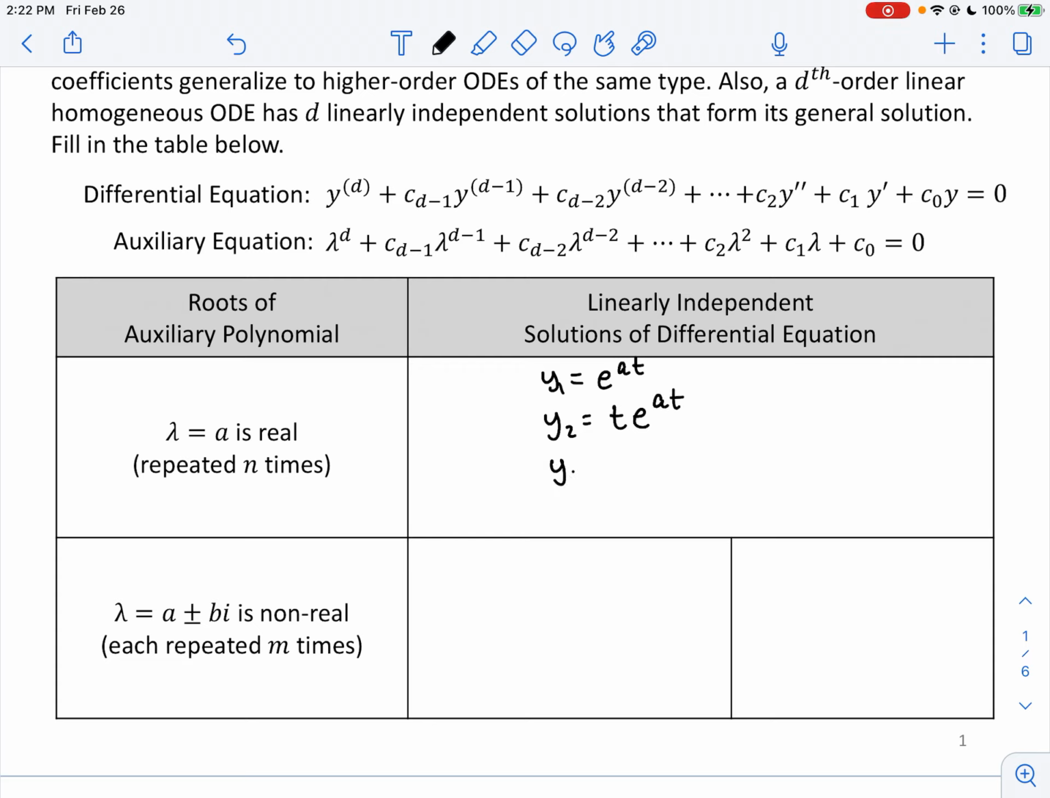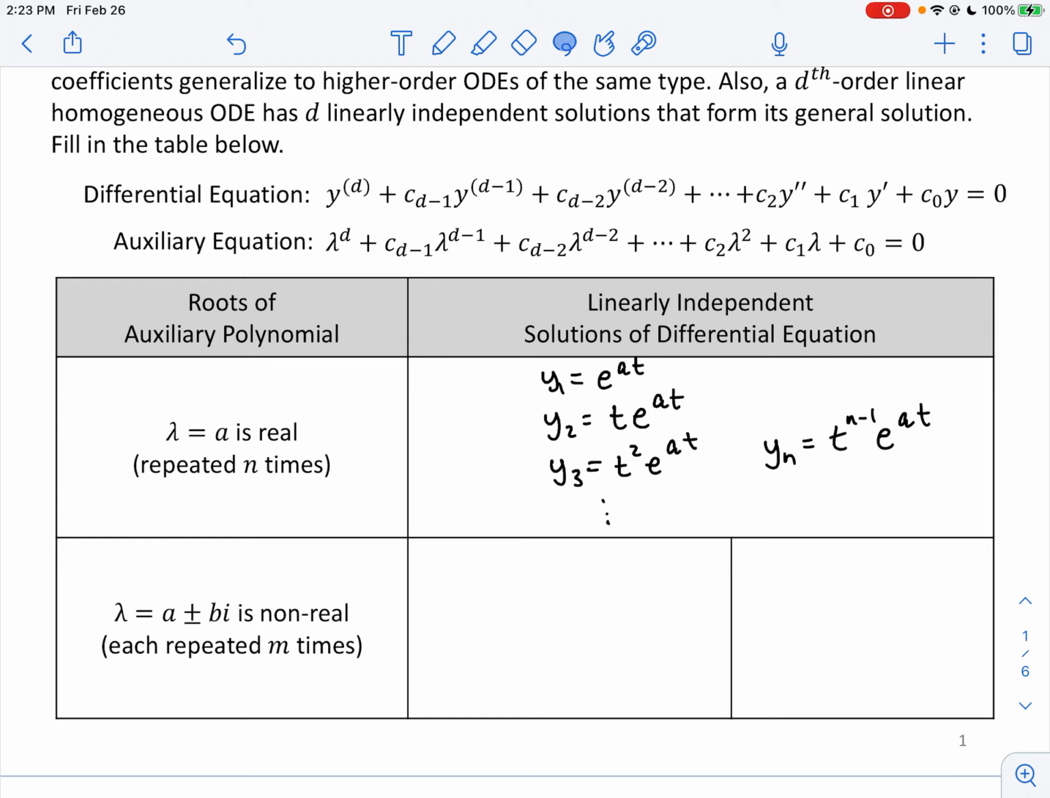The third one will be t squared, e raised to the at, etc. This would continue. And the last one, the nth one, because we're assuming that this root, which is real, is repeated n times, so we have to create n total linearly independent solutions, will be t raised to the n minus 1 times e to the at.